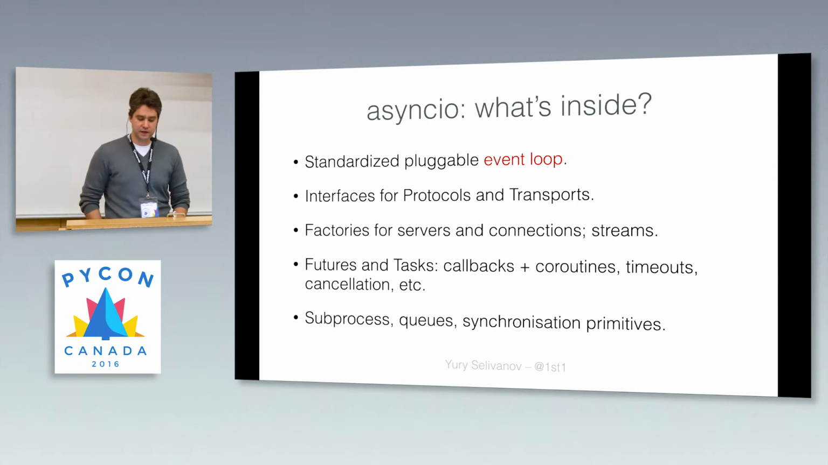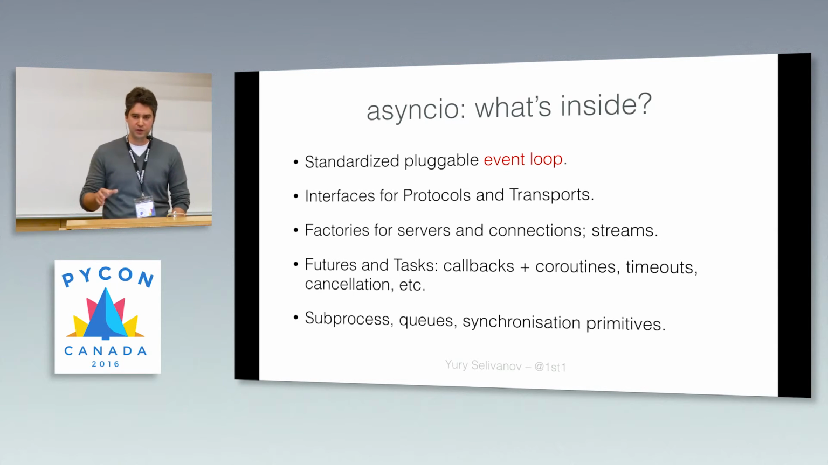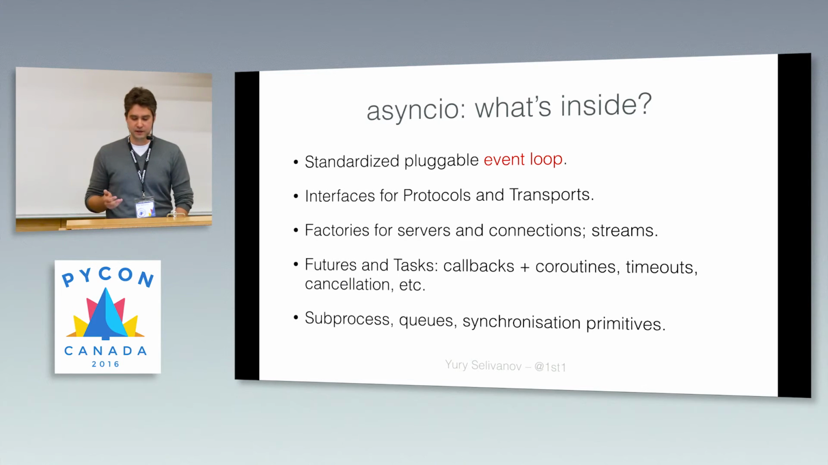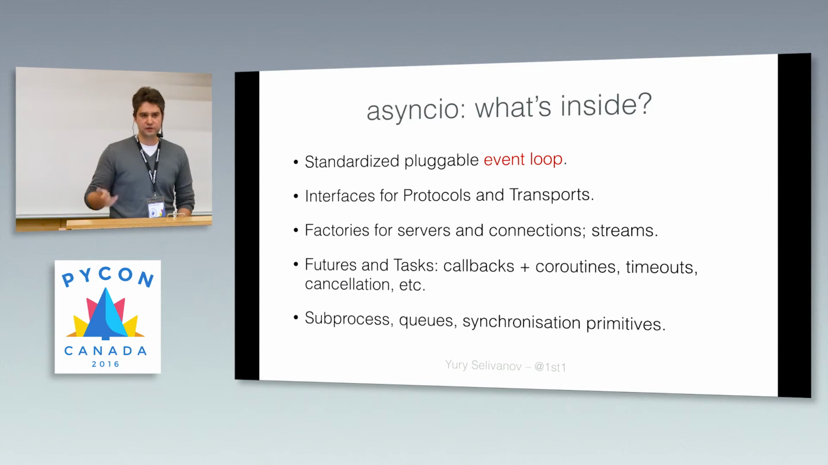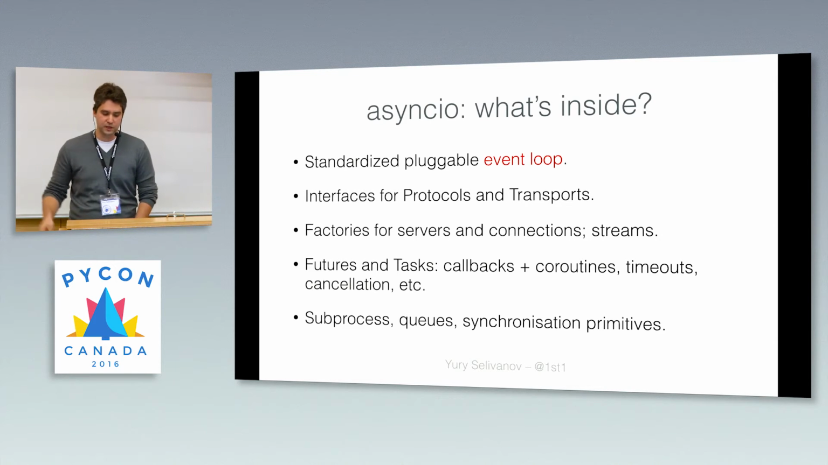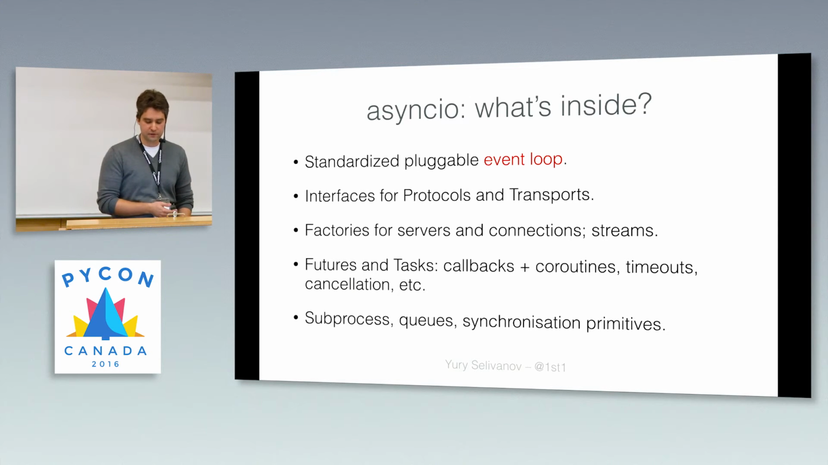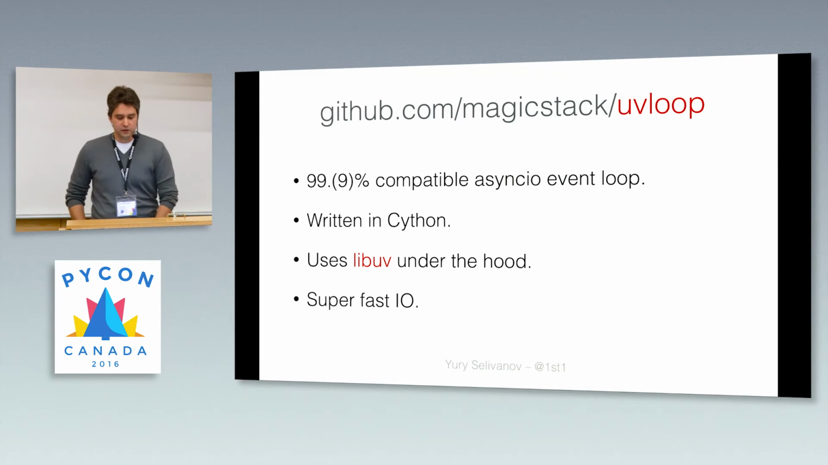What's inside async IO? Well, first of all, it has standardized pluggable event loops. So event loop is defined as a strict API, and you can actually swap the event loop implementation. That's what makes things like uvloop possible. It also has APIs and guidelines on how you design protocols and transports and helpers to create servers and connections automatically for them. It has futures and tasks, which are essentially a bridge between the async await world and the callbacks world. We have asynchronous subprocess communication, we have queues, and if you like deadlocks, we have synchronization primitives like locks, events, and semaphores.